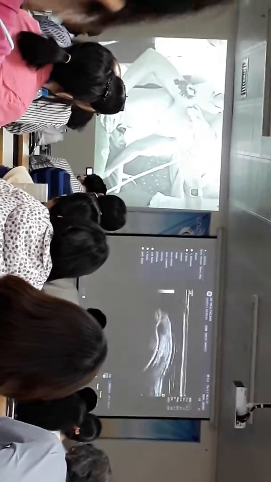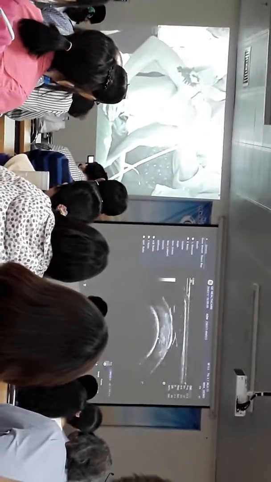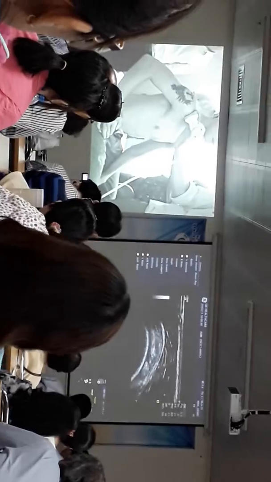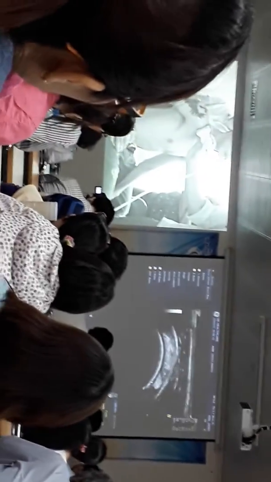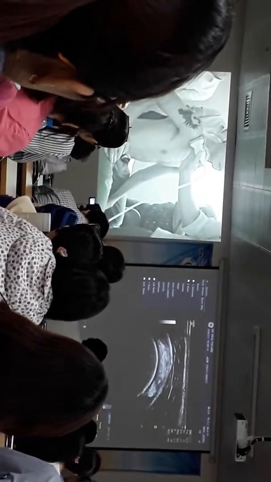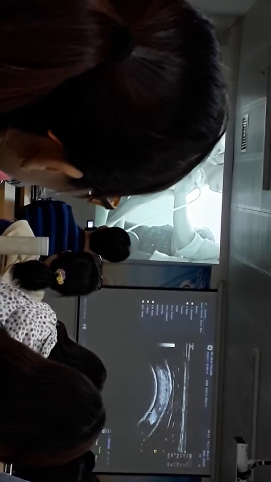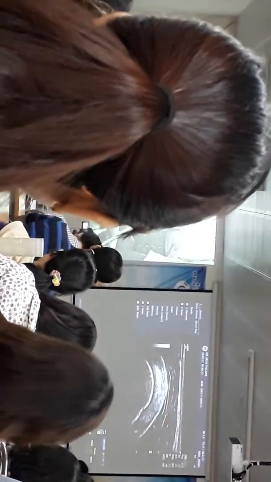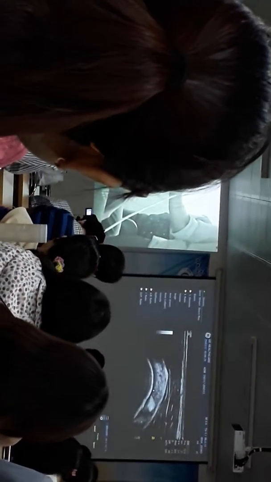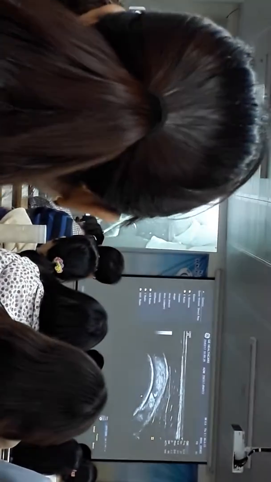So the next thing that we do is have a look in transverse. So just turn the probe 90 degrees. Once again, we're using our long head of biceps as our landmark. So anything across this way is going to be the supraspinatus tendon.